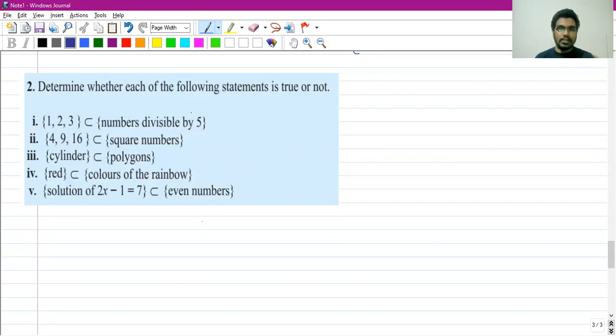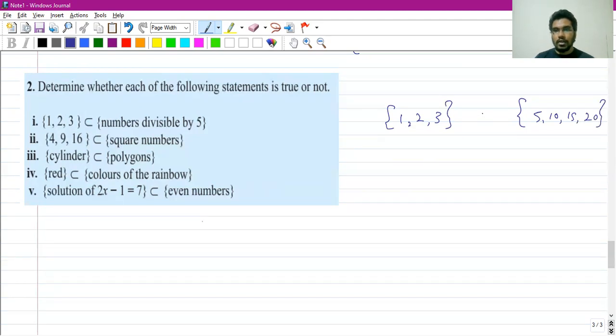Determine whether each of the following statements is true or not. You know this symbol, it is the subset symbol. Here the first set is a subset of the second set. Shall we see? 1, 2, 3. And here numbers divisible by 5. Here 1, 2, 3, and numbers divisible by 5, you can take 5, 10, 15, 20 like that.